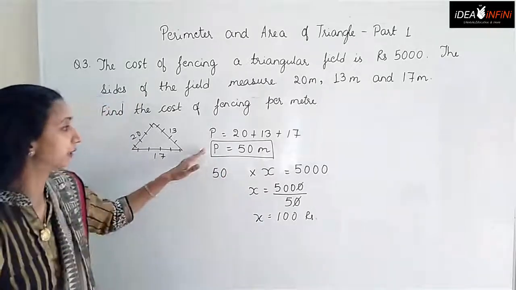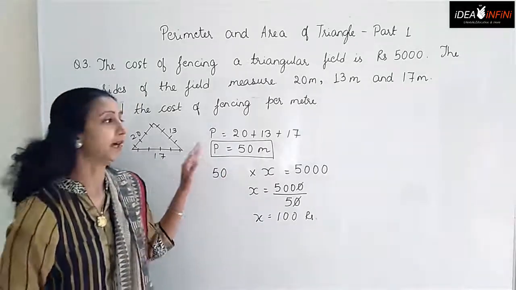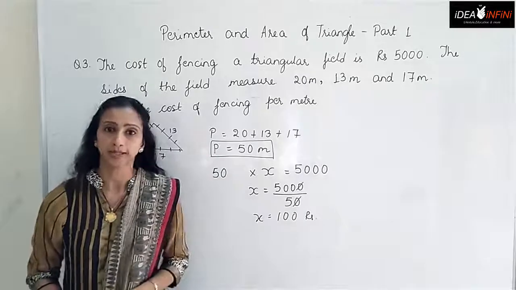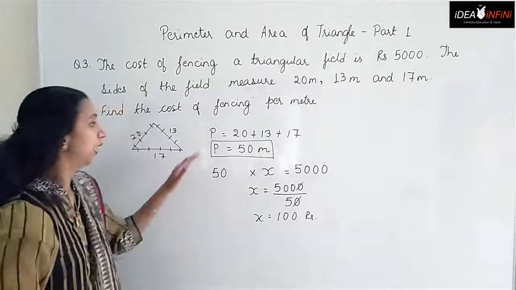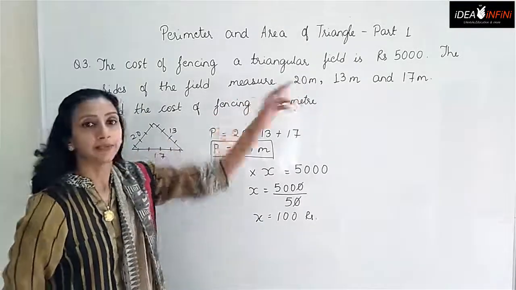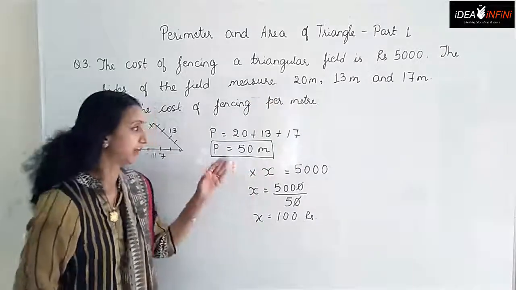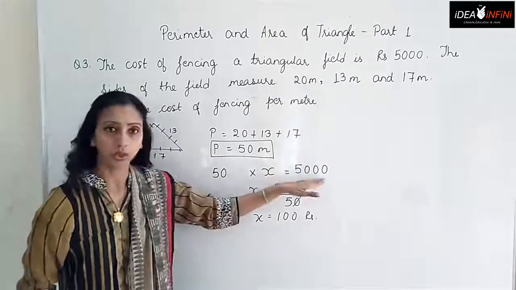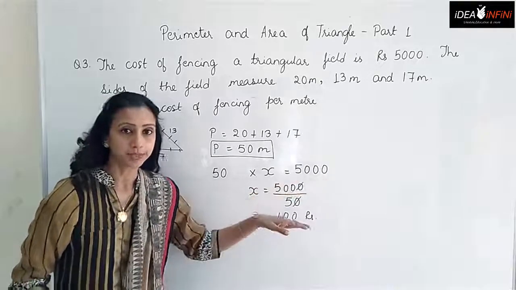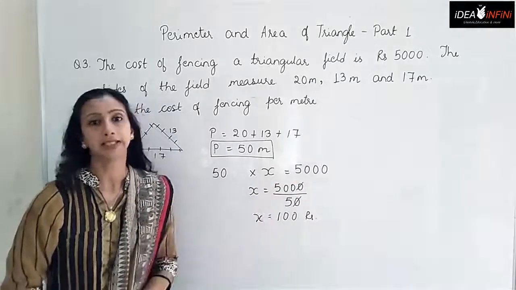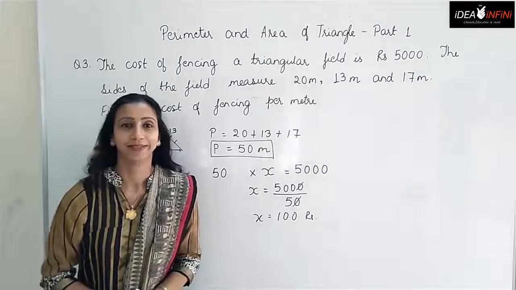See, once again, first we find out the perimeter, and we know that the fence is put on all sides of the field, and the total cost has been given as 5,000. So the total cost divided by the perimeter will give me the per meter cost of the fence.